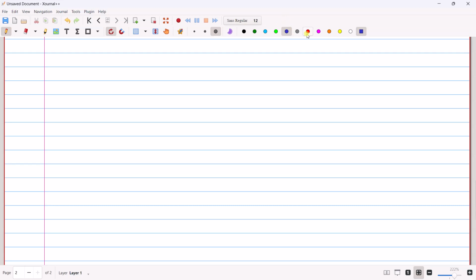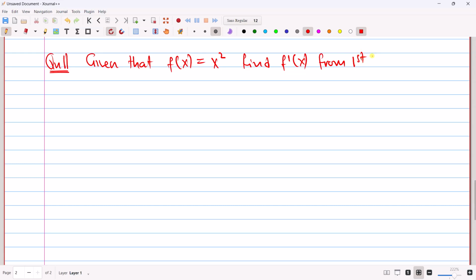So the first example that we are going to look at goes as follows. Given that f of x is equal to x squared, find f prime of x from first principles.